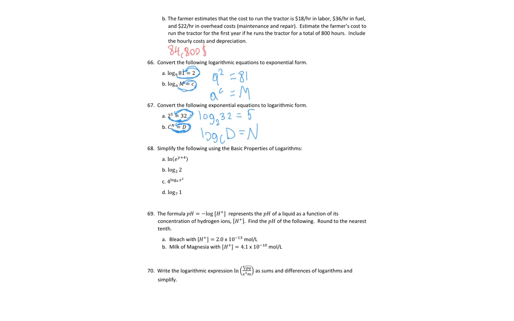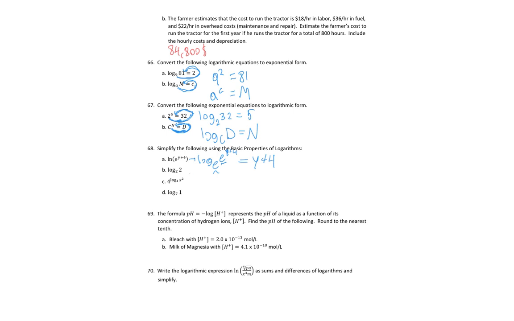Okay, going on to this next one. It wants us to simplify the following using the basic properties of logarithms. So for this first one, we have ln of e to the y plus 4. Well, the log property it wants us to use is that if your base, in this case, this is the same thing as saying log base e. That's what natural log is. If your base matches, then you just get whatever your power is. So in this case, the natural log and the e cancel and your power comes down.